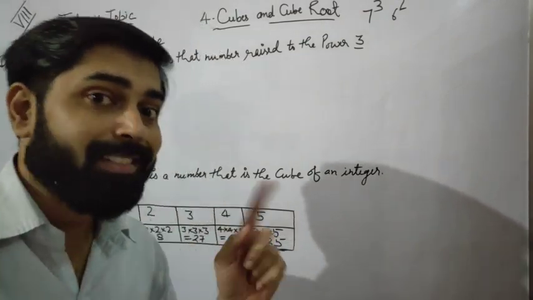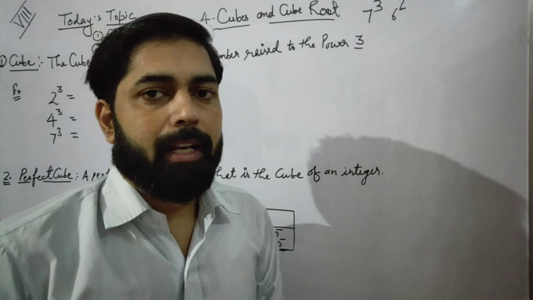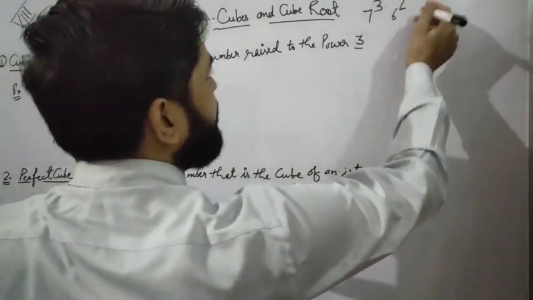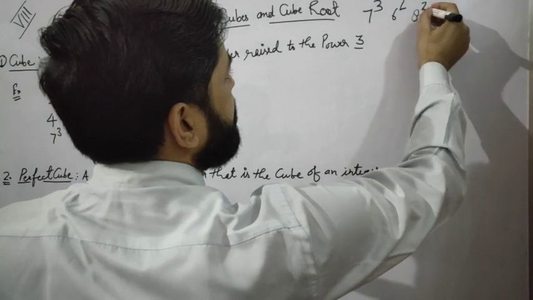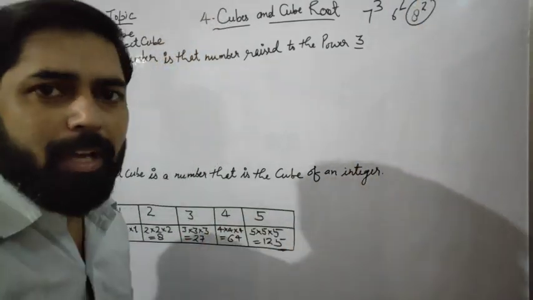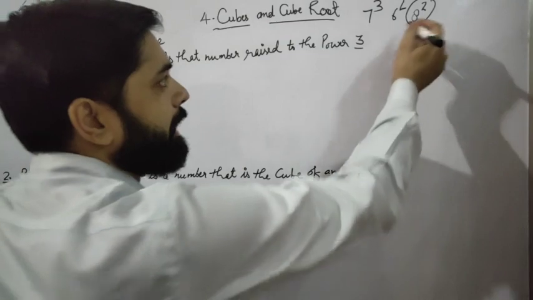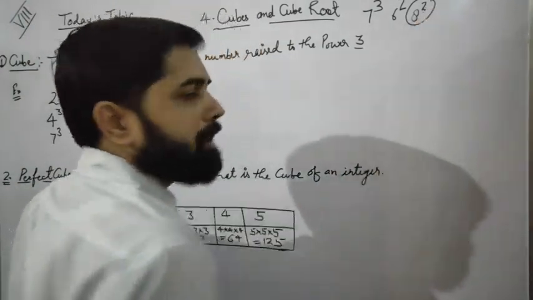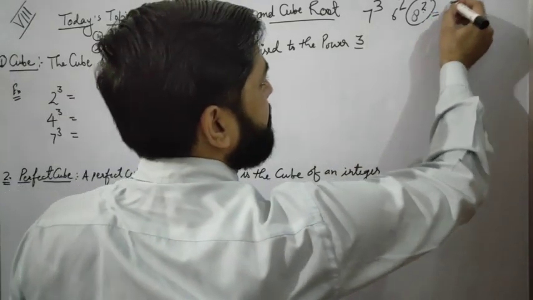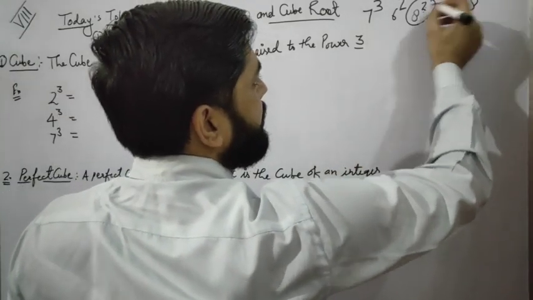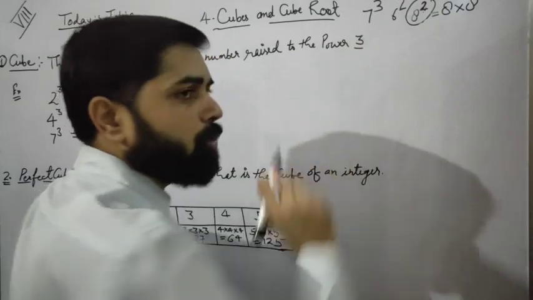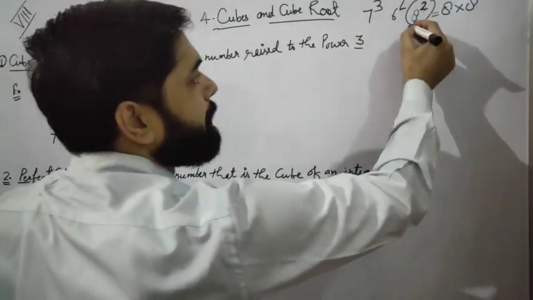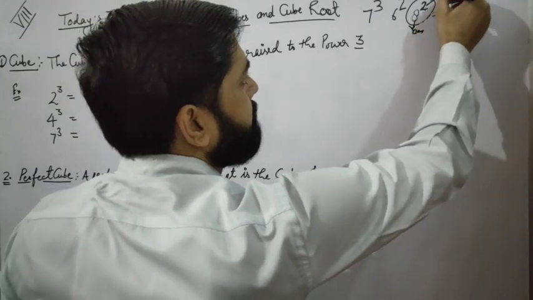But first, what is a square? If any number is raised to the power 2, the result is called the square of that number. Like 8 raised to the power 2, this is the square of 8. How can we write this number? 8 multiplied by 8. What is the power? This is the power, and you know this because you understand exponents. In an exponent, this is the base and this is the power.